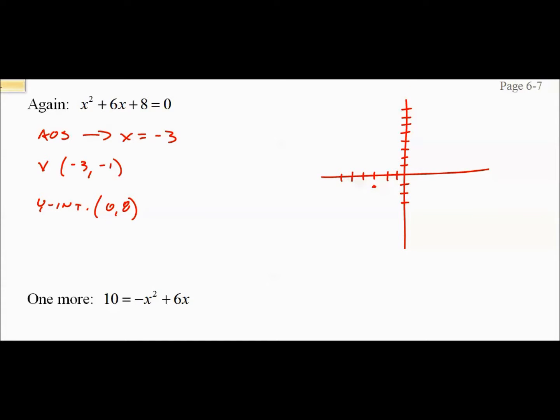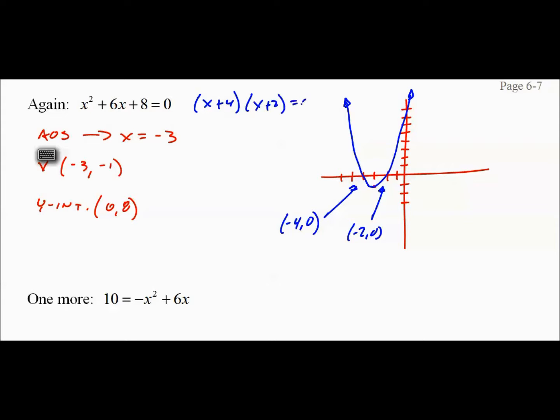I'd like to change the color on that so we can see what's going on. And it all looks an awful lot like it hits at negative 2, 0, and negative 4, 0. I can use a calculator, but in this case I can factor it. So x plus 4 times x plus 2 equals 0. X equals negative 4, negative 2. Those are my intercepts. That's what I got.